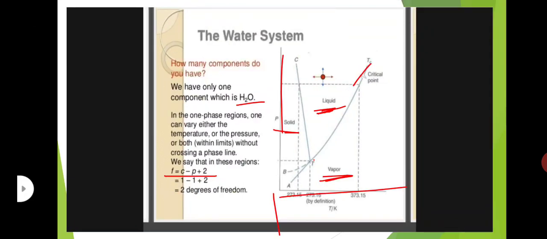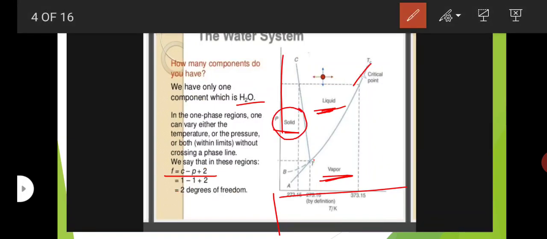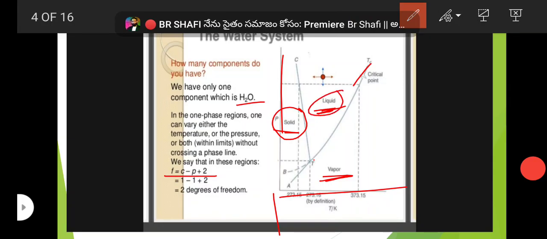Here we are taking only this area. We are taking area wise, this area and this area.